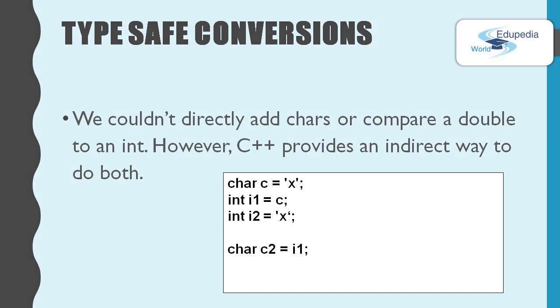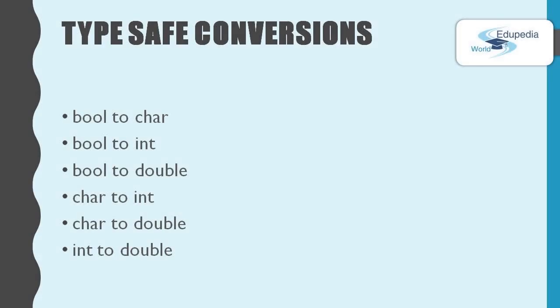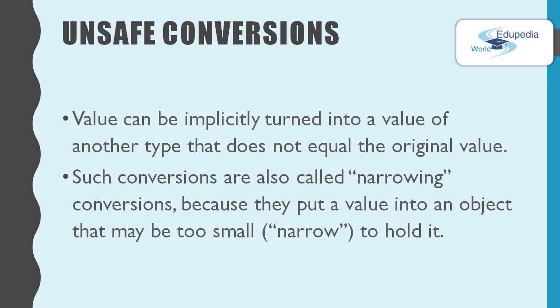Now take notice. We have defined a char variable and are trying to assign an int variable value. C++ allows this because we need to do the conversion among chars and int. In the same way, we can do bool to char, bool to int, bool to double, char to int, char to double, and int to double. These conversions are safe. We call them type safe conversions. Safe conversions are usually an advantage to the programmer and simplify writing code.